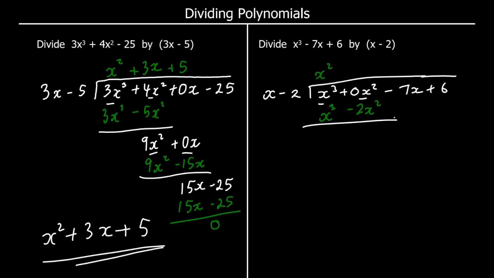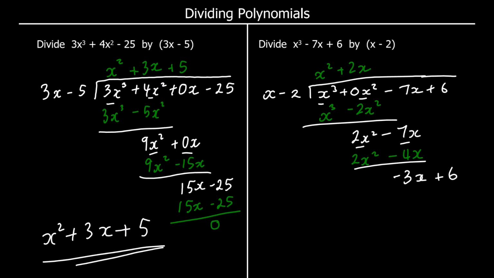Take away. 0 minus minus 2 will be 2. Bring down the next term. 2x squared divided by x will be 2x. Times by the 2x. So 2x squared minus 4x. Take away. So negative 7 plus 4 is negative 3. So we've got negative 3x plus 6.